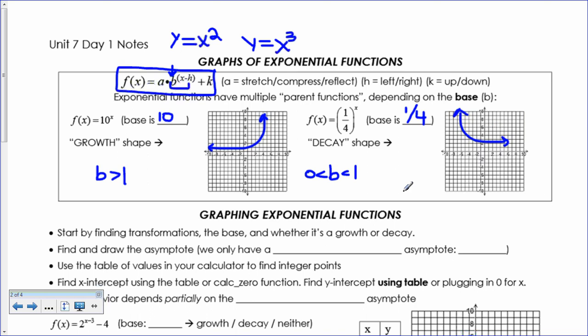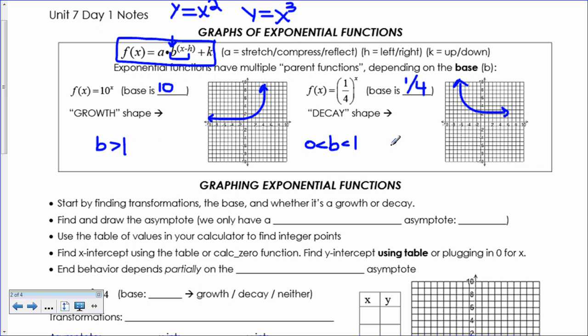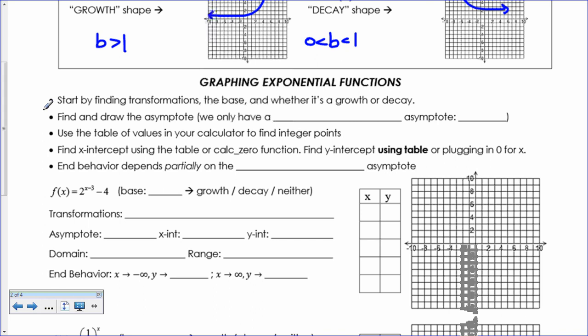So determining whether it's a growth or a decay is really easy. You just look at the base, and knowing whether it's a growth or decay is going to help you out when you're trying to graph it, so you know what shape it should be making. And that's what we're going to talk about first. How do you graph these?